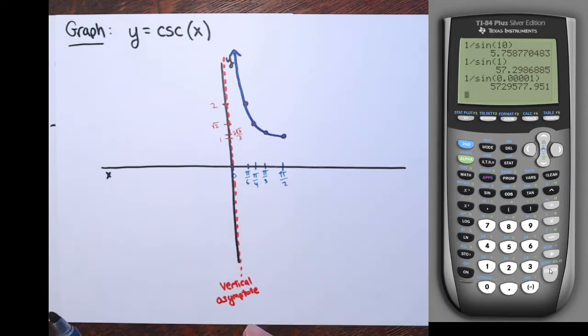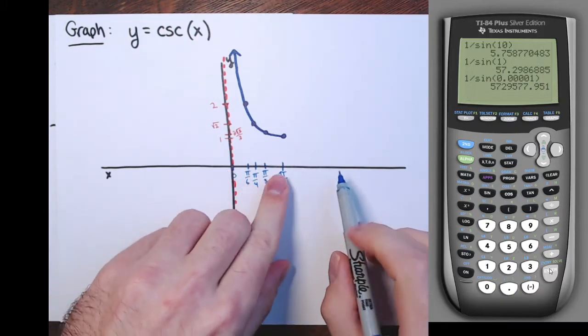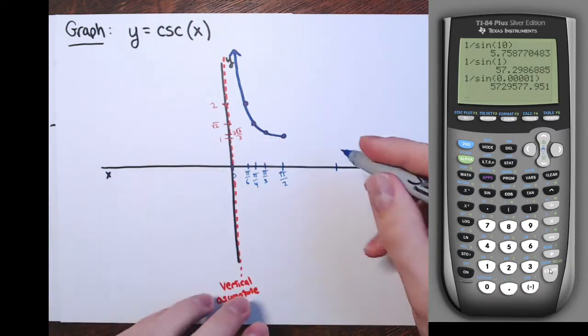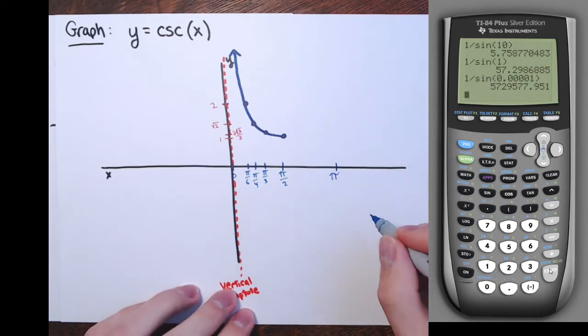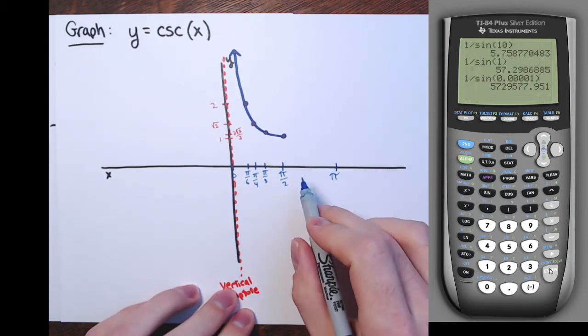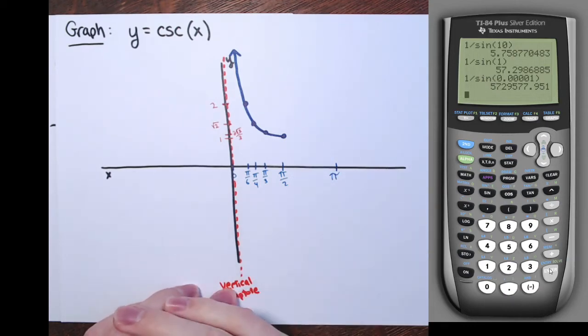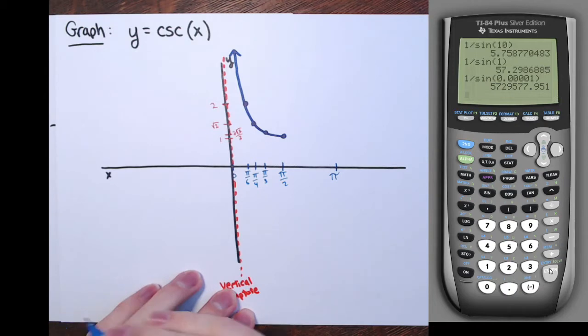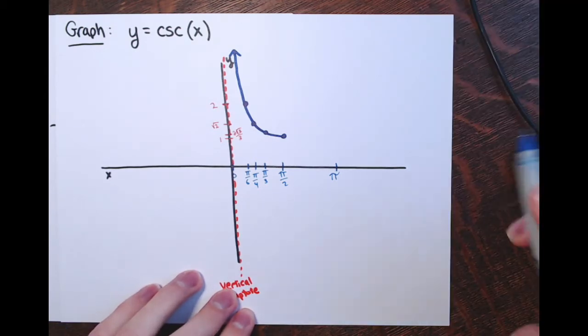Now what I'm going to do next is go from pi over 2 to pi. So 0 to pi over 2, here's pi over 2 to pi. These represent angles that, if drawn in standard position, would be in quadrant 2, which would still have positive cosecants, because the sines would be positive in quadrant 2. So cosecants would still be positive.